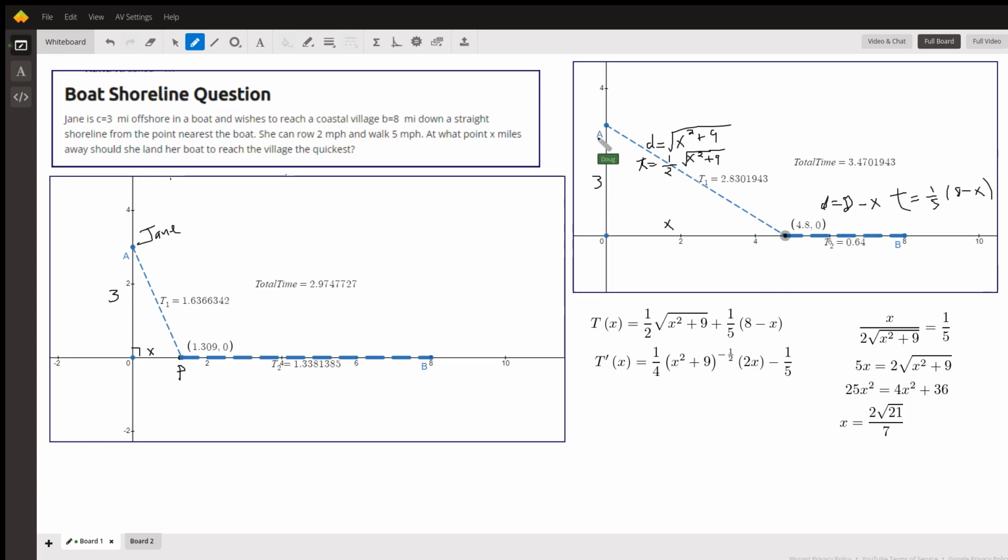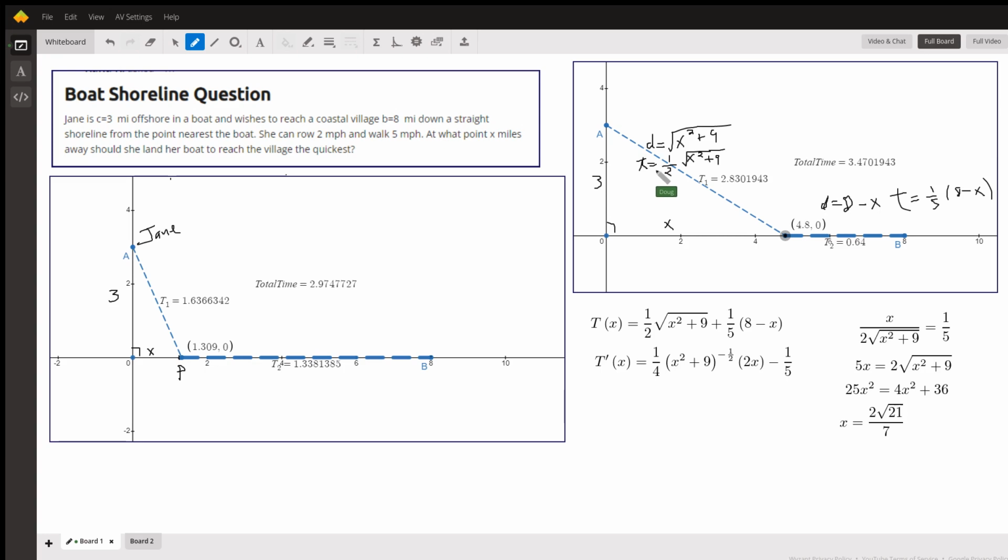So the idea is that this right triangle right here, if we use the Pythagorean theorem, we can get this distance is the square root of x squared plus 9. Since distance equals rate times time, the time will equal distance divided by rate, and she's rowing at 2 miles per hour.